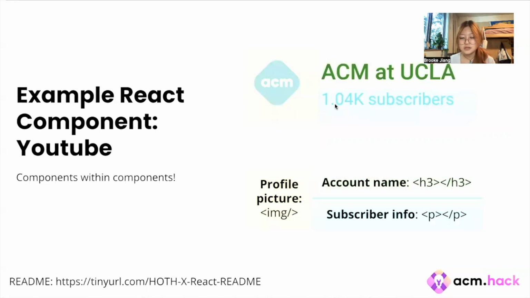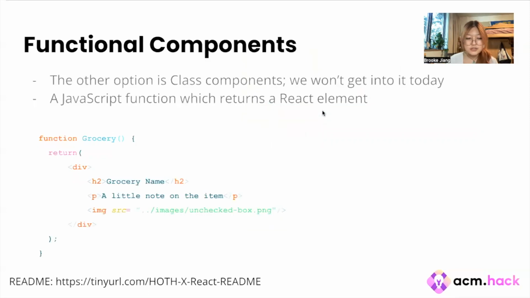And we can actually make this ourselves, and that's exactly what we're going to do. Our grocery list item is going to look very similar. The way we're going to make this component is we're going to use something called a functional component. There are two types of components in React. The other one is called a class component, and we're not going to get into that today, but I would definitely direct you to the React documentation if you're interested in learning more about class components, how they're different from functional components, and when you might want to use each. Today, we're just going to talk about how functional components are basically JavaScript functions, and they return React elements.